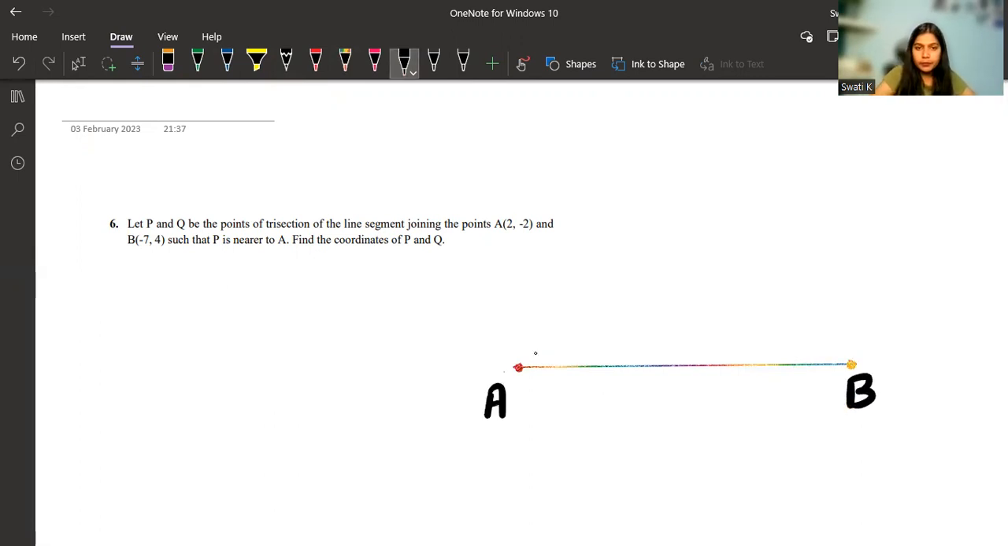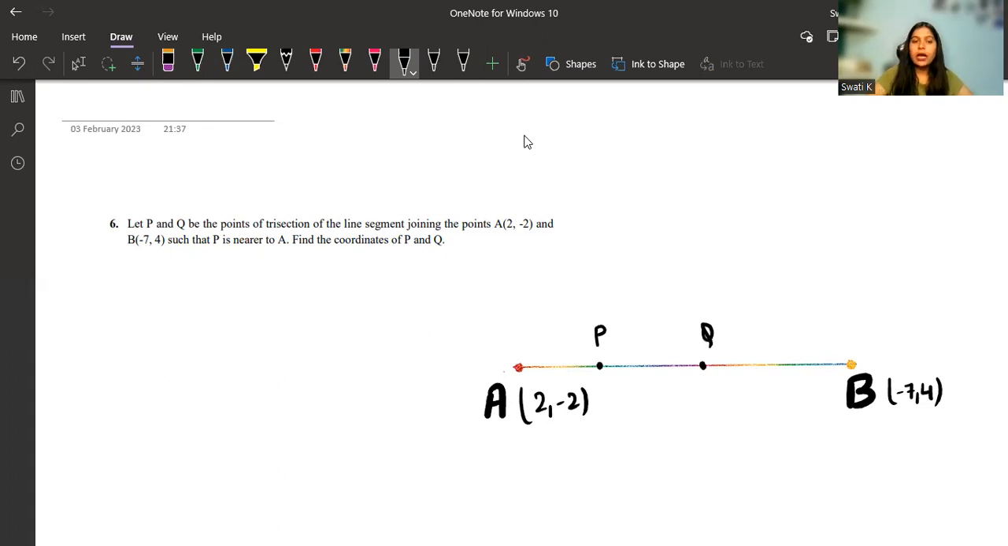Now the coordinate of point A is given, which is 2 comma minus 2, and the coordinate of B is given, which is minus 7 comma 4. Now let P and Q be the points of trisection. That means P is here and Q is also here. It is trisecting this line segment such that P is nearer to A. So let's write down P here, and Q over here.